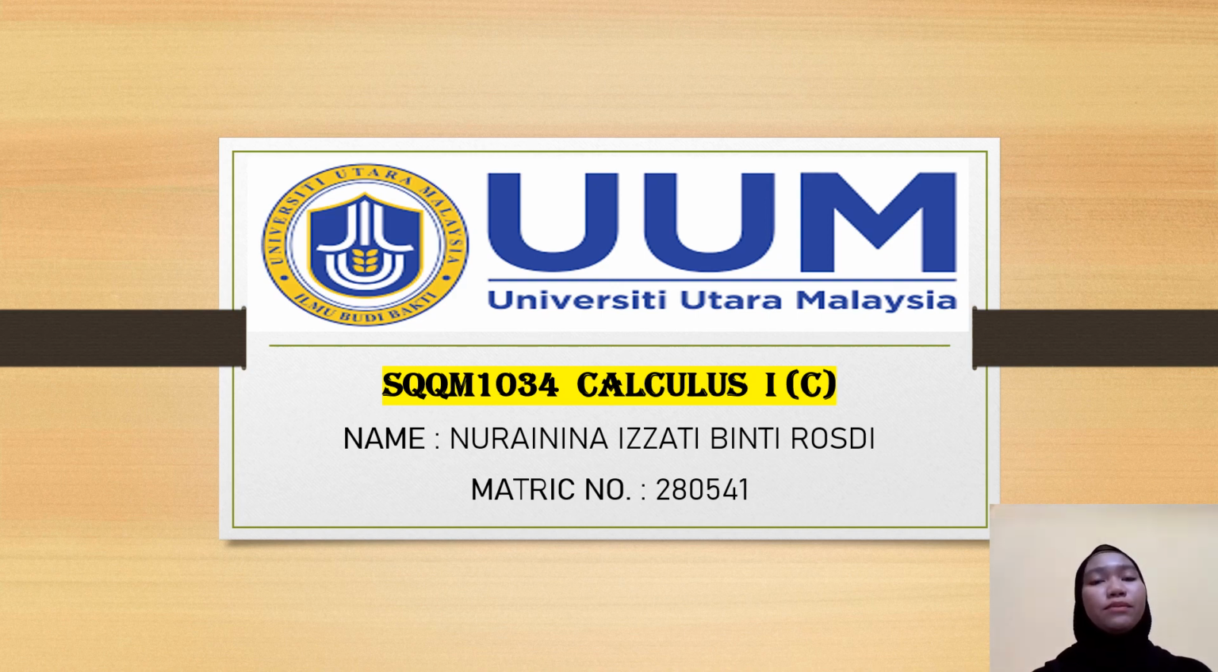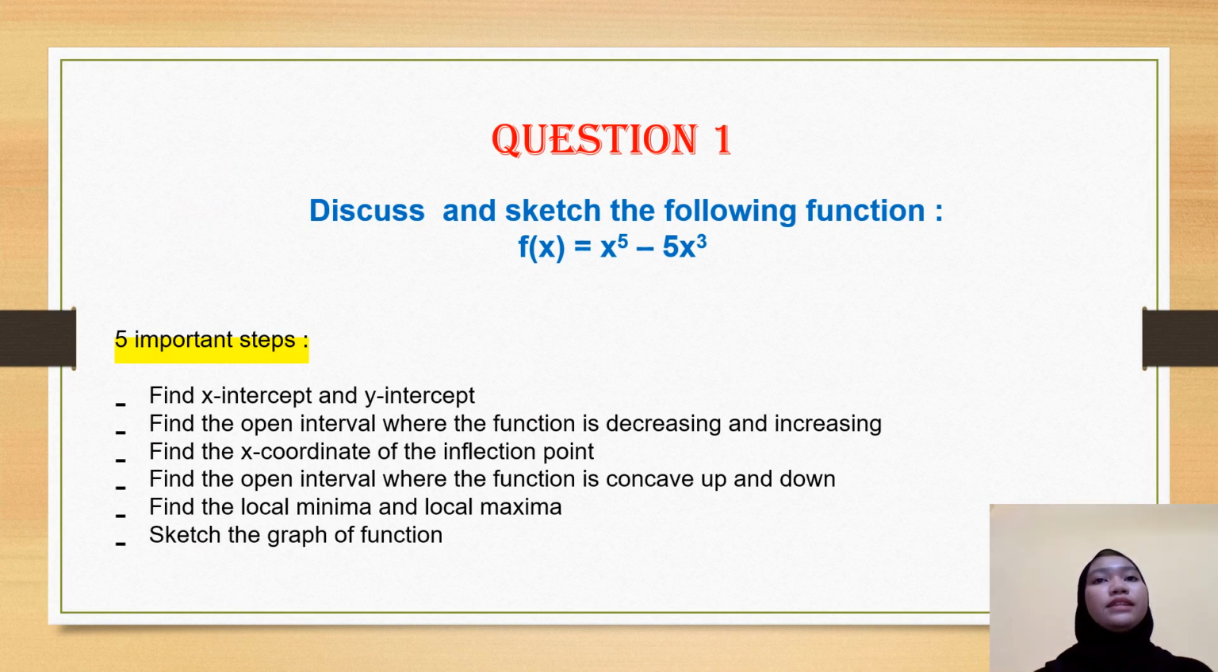Today I will present about question 1 for the individual assignment. The question given is: discuss and sketch the following function, f(x) = x^5 - 5x^3.